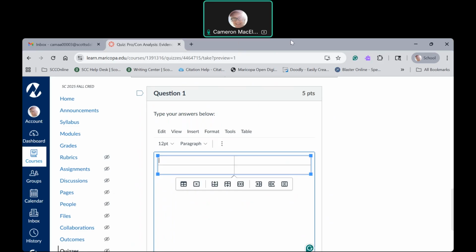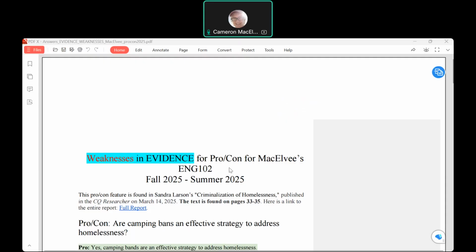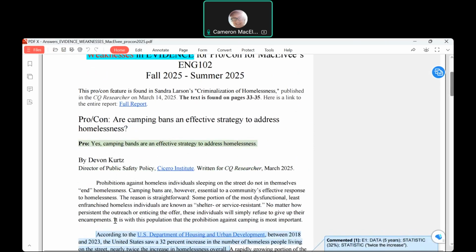So what I'm going to do now is I'm going to stop sharing so I can now share my PDF, which is the answer sheet that you will find attached to your assignment once you've turned it in. Again, on the answer sheet, the links are not hot, only on the original document that I linked you to.